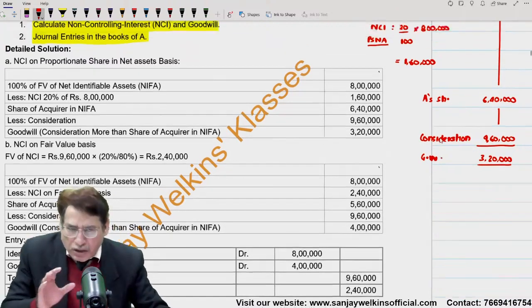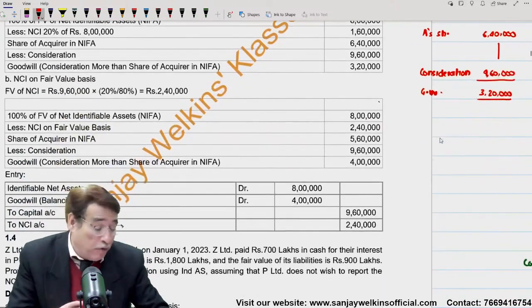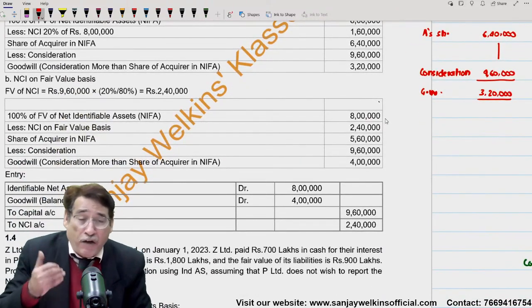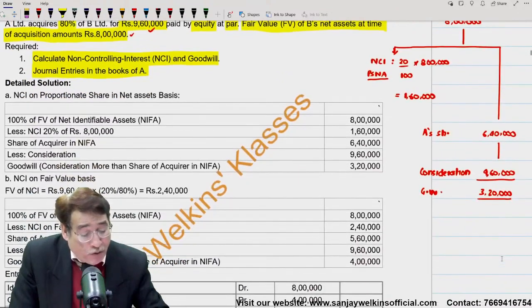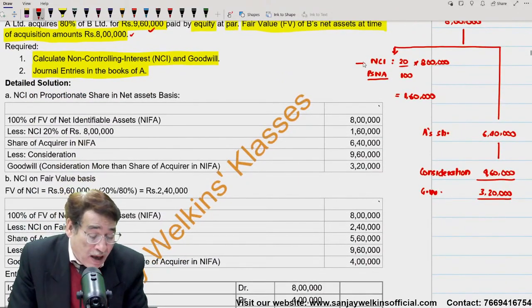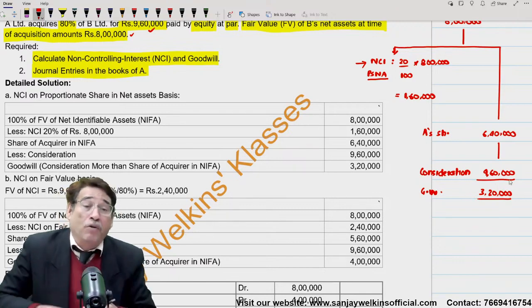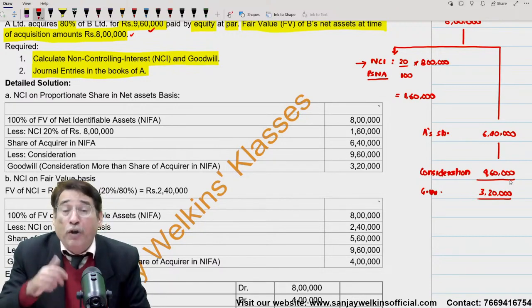Correct? Suppose I would have used, instead of PSNA method, let us say the fair value methodology. In that case, what would have been the scenario? Whenever we compute NCI on PSNA basis, obviously there will be some amount of goodwill. And when we compute NCI on fair value basis, again there will be some amount of goodwill, but obviously, the amount of goodwill will not match.